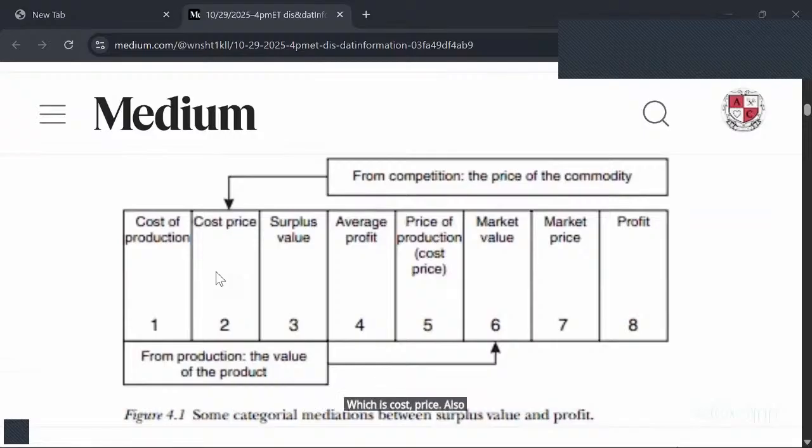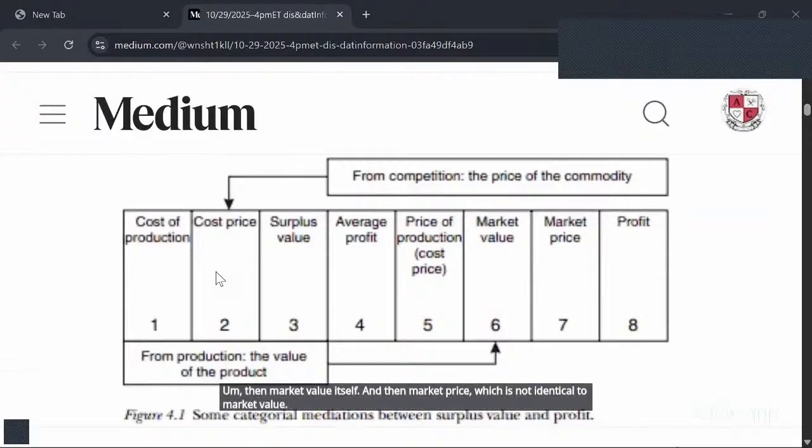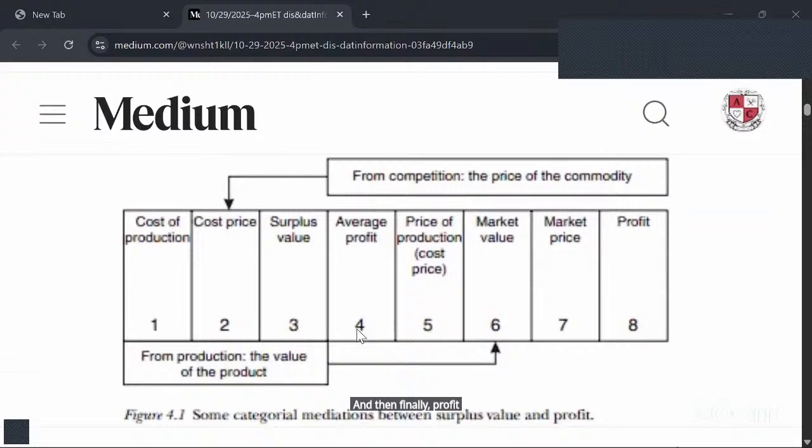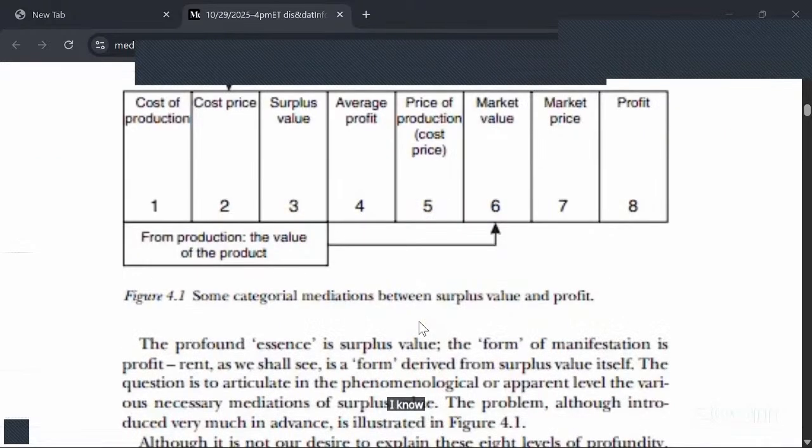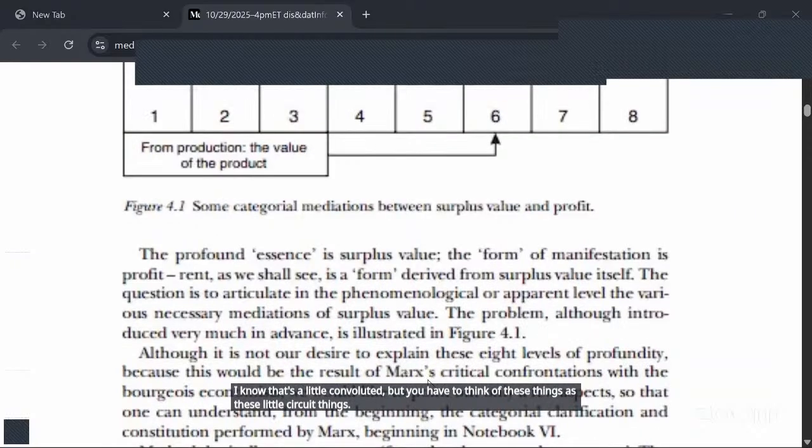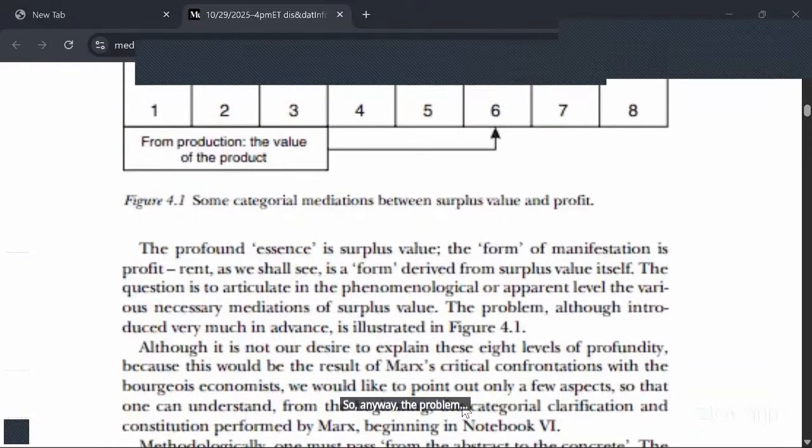Also, it's kind of a repeat where you can think of it as a kind of weird subsumption in that sense. Then market value itself, and then market price, which is not identical to market value, and then finally profit, which is number 8 here. And I know that's a little convoluted, but you have to think of these things as these little circuit things. So anyway, the problem, although introduced very much in advance, is illustrated in figure 4.1.